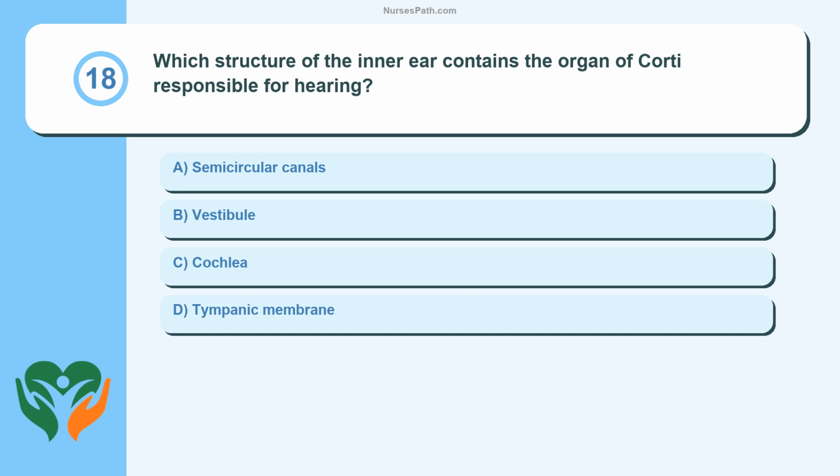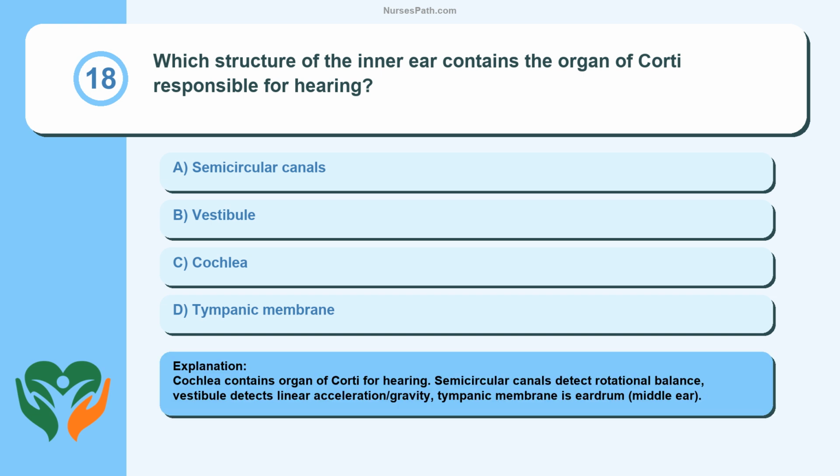Question 18. Which structure of the inner ear contains the organ of Corti responsible for hearing? Semicircular canals, vestibule, cochlea, tympanic membrane. Cochlea contains the organ of Corti for hearing. Semicircular canals detect rotational balance, vestibule detects linear acceleration and gravity. Tympanic membrane is the eardrum, middle ear.